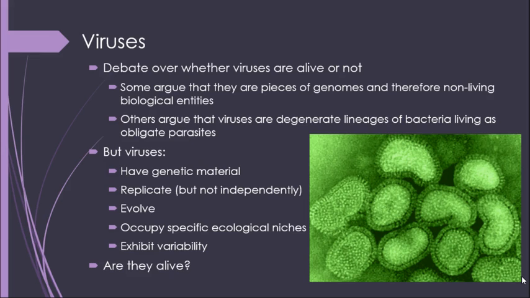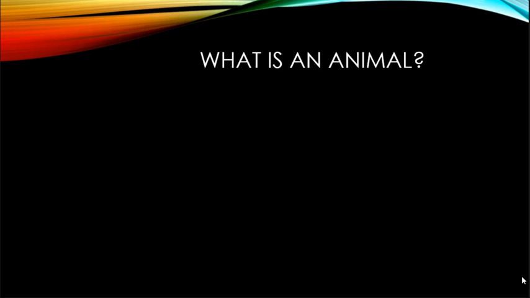I mean, they do replicate, they do have genetic material, they do evolve, and they do occupy a specific ecological niche. They exhibit variability, but they don't replicate independently, they don't grow on their own, they don't take in nutrients on their own. So they do some of the things, but not other things. It's a debate you can have at length at some other time. All right, so what is an animal?